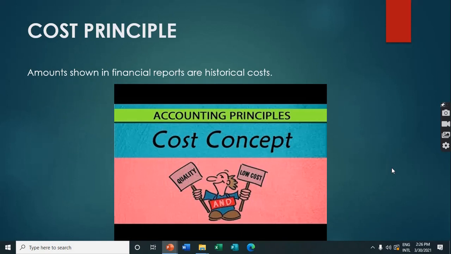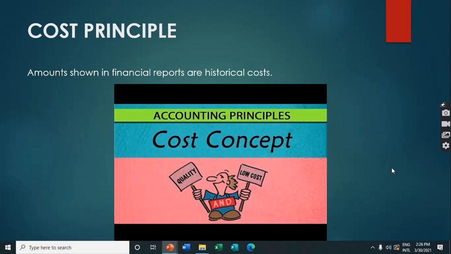Now, let's go to cost principle. So, ano naman yung sinasabi dito sa cost principle natin? Amounts shown in financial reports are historical costs. Ayan. Ibig sabihin, kung magkano yung na-receive mo na pera, kung magkano yung pinambili mo ng bagay na yan, nung time na yon, yun ang i-record mo. That is historical cost na sinasabi nila.